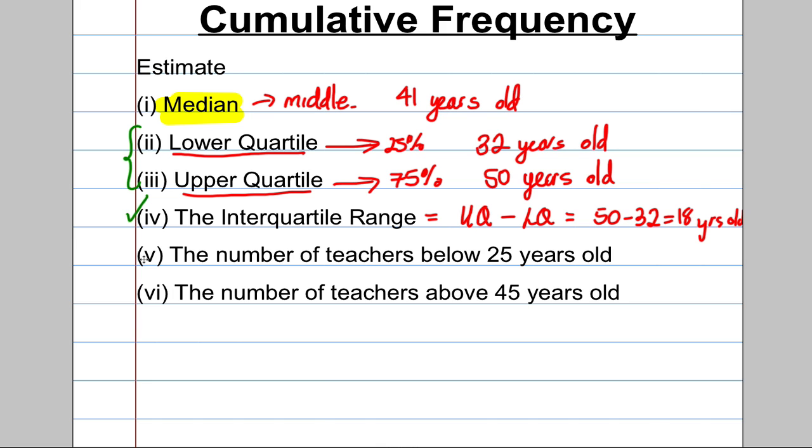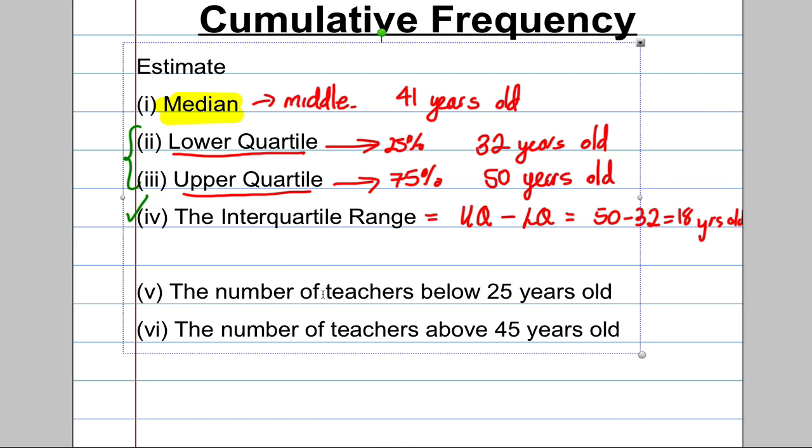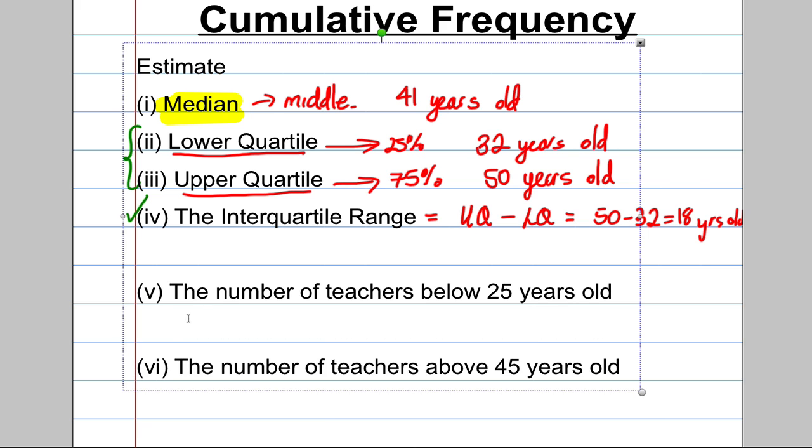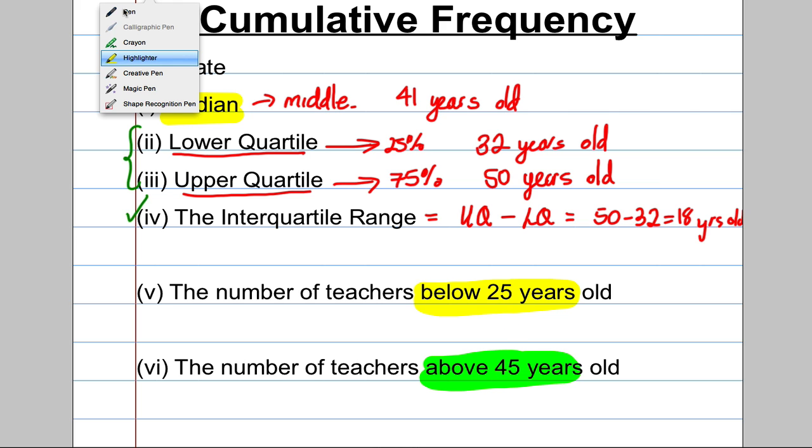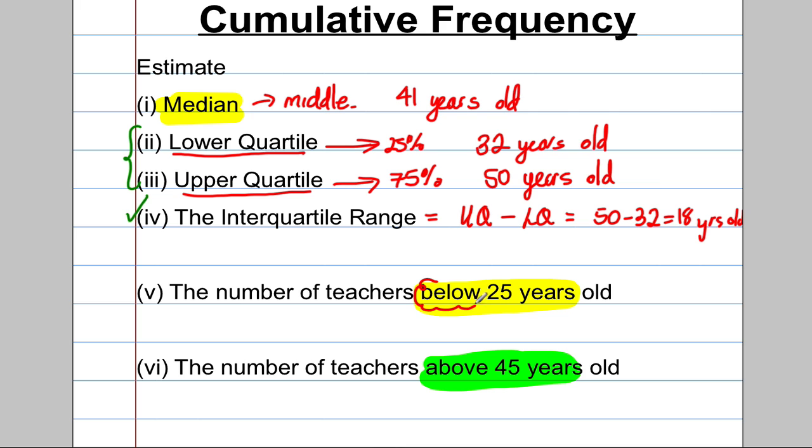Okay, the last two things, and they absolutely love these two ideas. I'm going to give us more space for this. They ask you the number of teachers below 25 years old and the number of teachers above 45 years old, something like that. So the key idea here, we're looking at how many teachers are below 25, and later how many teachers are above. You've got to spot whether they're asking a below or under question or an above or over question.